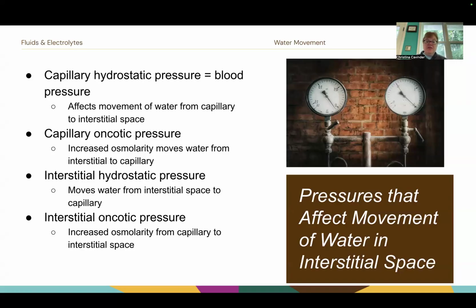So you see that there are two that are moving water from the interstitial to the capillary and two that are moving from the capillary out into the interstitial. So that's how the body is regulating the fluid in the vascular system versus fluid out in the interstitial spaces.